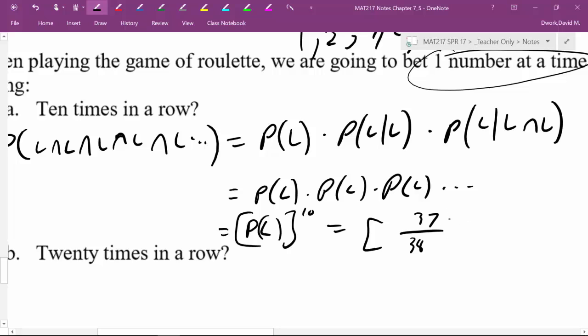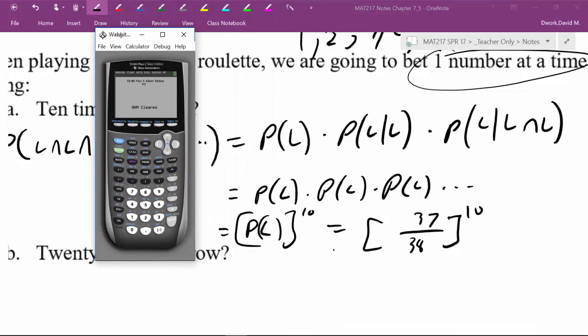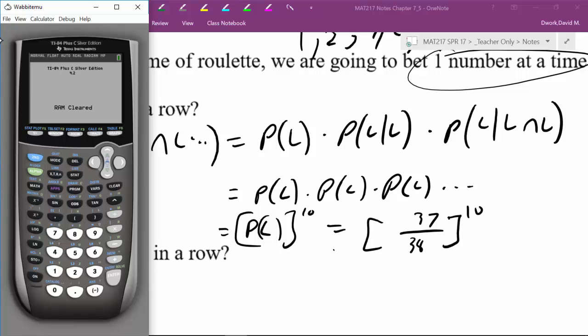Which makes sense, right? I have a very high likelihood of losing because that is me. I am a loser. No, I'm just kidding. But you are going to lose. That's the whole point of gambling, right?